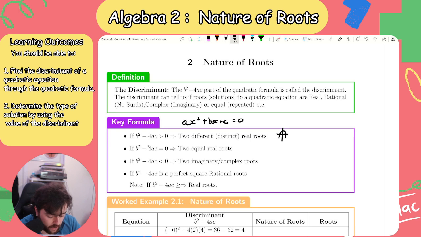If b squared minus 4ac equals 0, we have two equal roots, i.e. the quadratic touches 1 point, like this. If b squared minus 4ac is less than 0, we're going to have two imaginary roots, i.e. it does not cross the x-axis. And finally, if b squared minus 4ac is a perfect square, i.e. it can be written as something squared, we're going to have rational roots, so roots or solutions that do not have a square root in them.